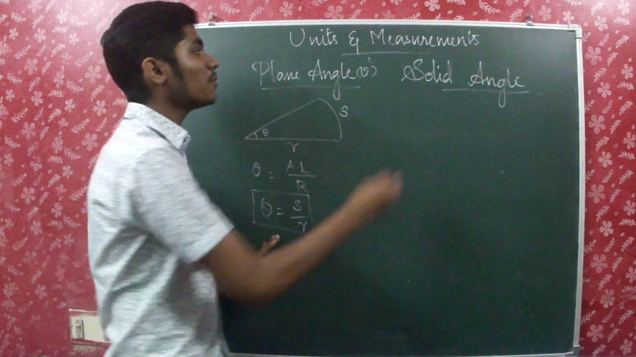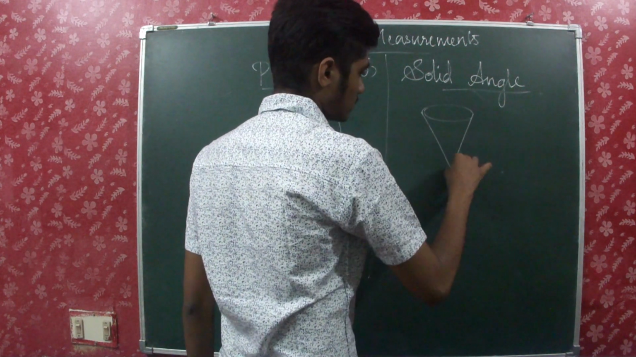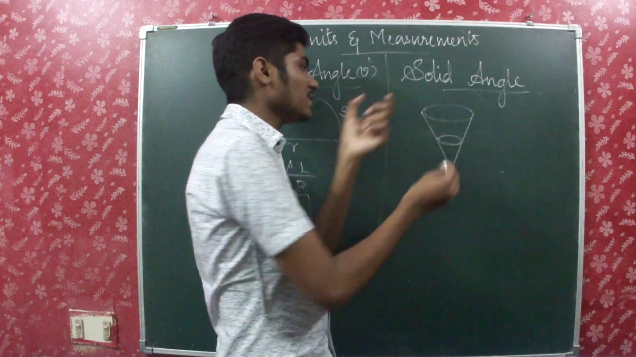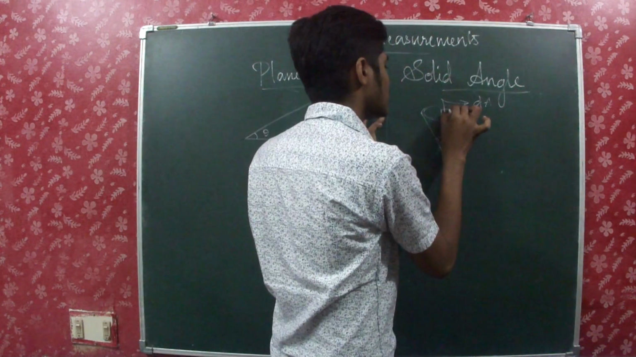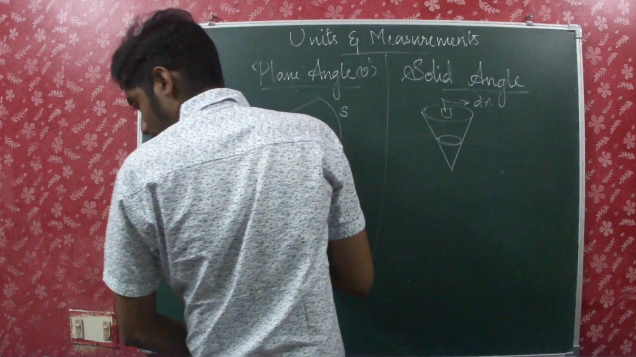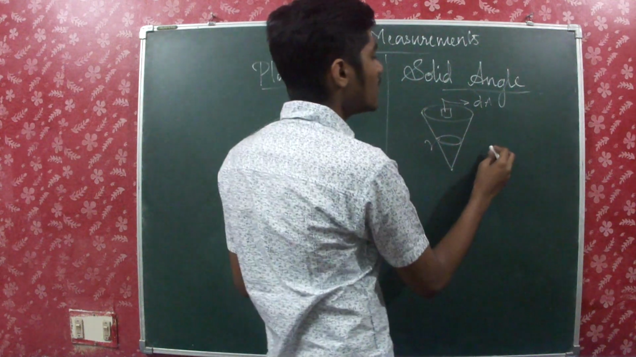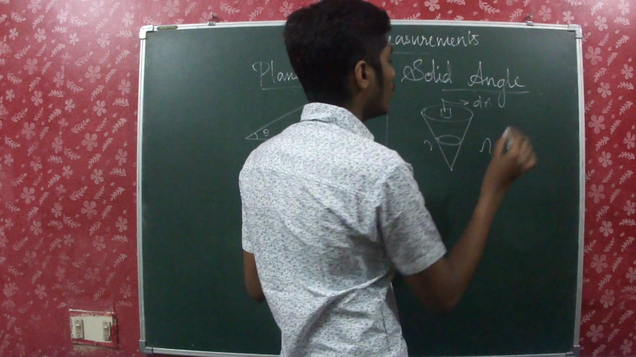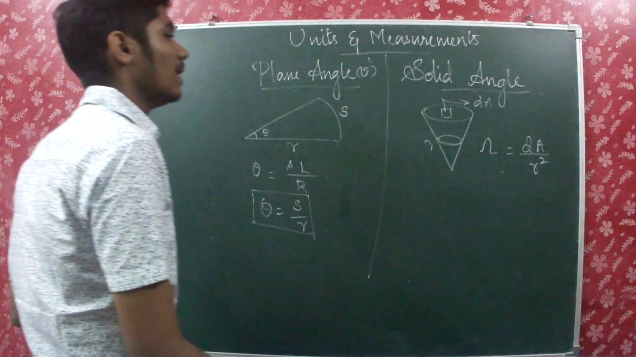For solid angle, let us take a solid like this. This is the area which is being intercepted or enclosed. Let us take this as dA, a very small area, and then we have the radius. So we will have solid angle. The symbol is omega. Omega is equal to area by square of the radius.